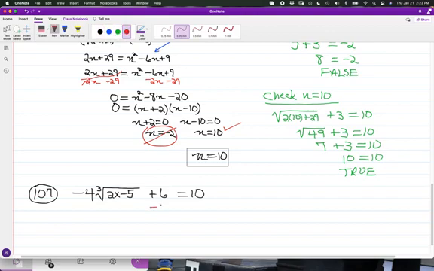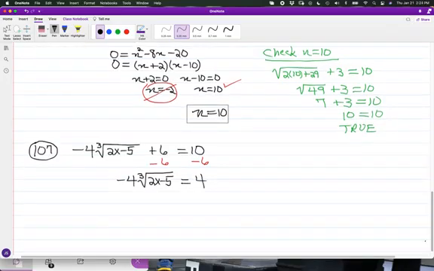Okay, and we can start out. One possibility is to go ahead and take 6 away from both sides. So we're going to have -4 times the cubic root of 2x minus 5 is equal to 4. In this one, I can get the cubic root expression by itself if I divide by -4. 4 over -4 goes to -1.